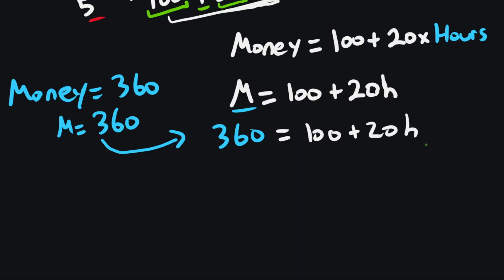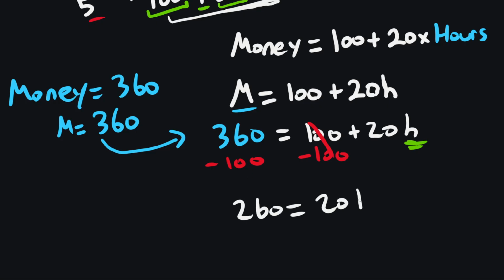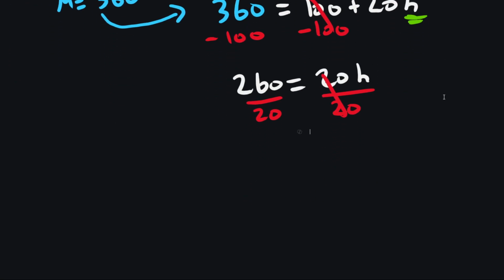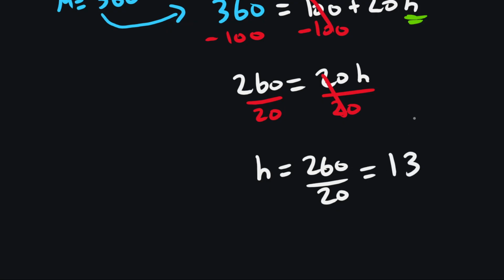And let's go ahead and solve for the letter H. As we would algebraically, we get rid of the positive 100 by subtracting 100 from both sides. That cancels it out, and we are left with 260 equals 20H. Then to isolate the H, we divide by 20 on both sides. So H equals 260 divided by 20. And what's 260 divided by 20? That is 13. So H equals 13 is our answer.